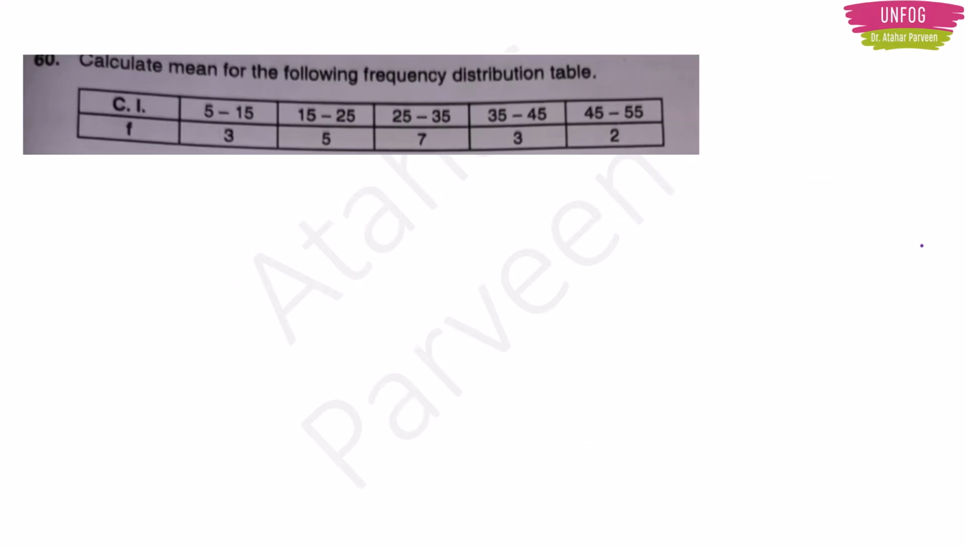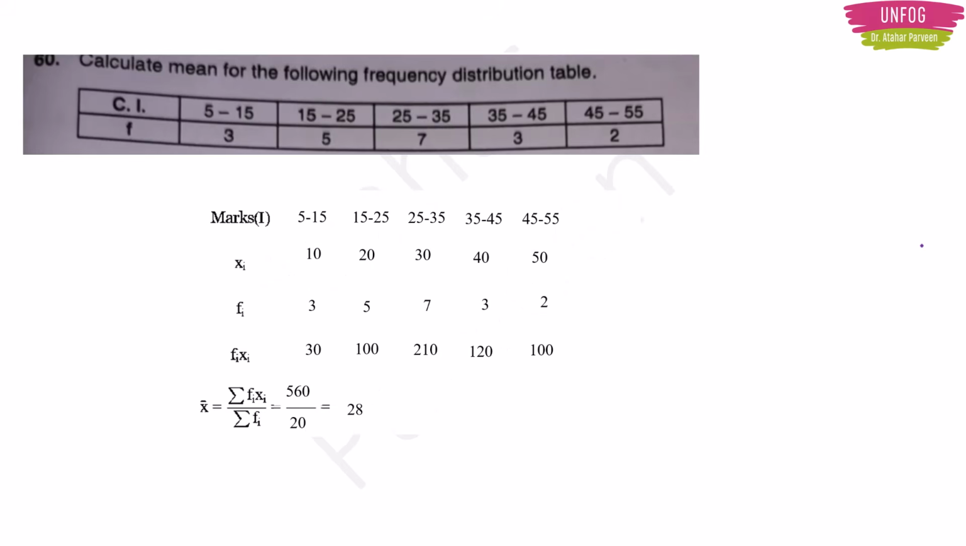This is a statistics problem. Calculate the mean for the following frequency distribution table. So you have to calculate the mean here. They have given the class interval and the frequency. So you can make a table also, and then you find out xi. How do you find out xi?